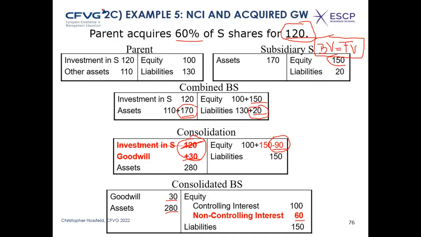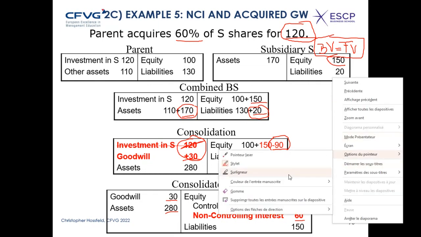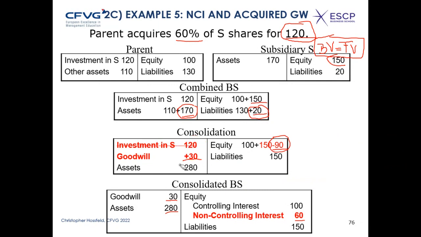So every time I control a subsidiary, I need to do full consolidation, and full consolidation implies I incorporate 100% of the subsidiary numbers, subsidiary fair value numbers. Okay, if that is your question. Okay. So this is the acquired goodwill method.